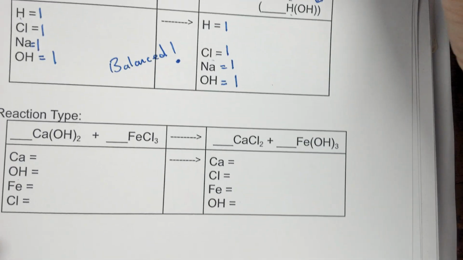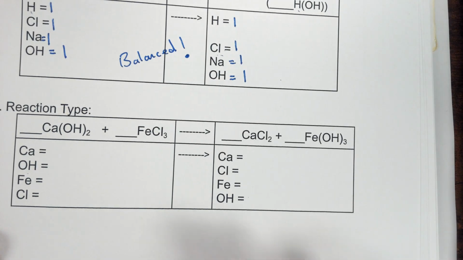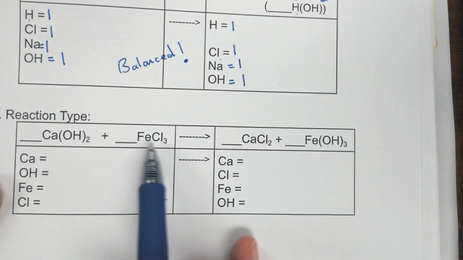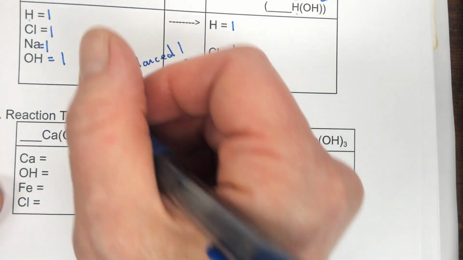Okay, now the one after that is something we call a double replacement. We've got two compounds where the different parts of the compounds are switching places.